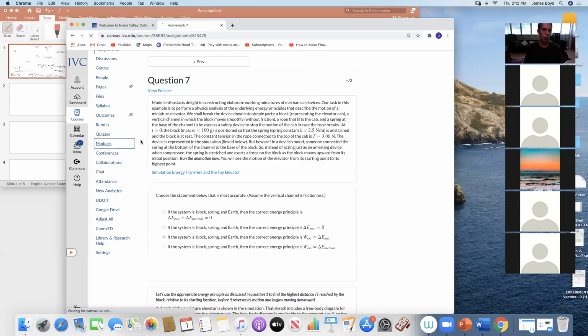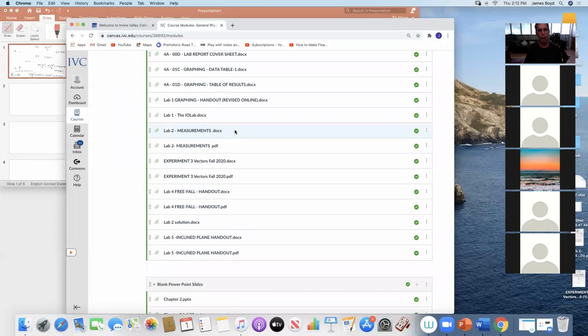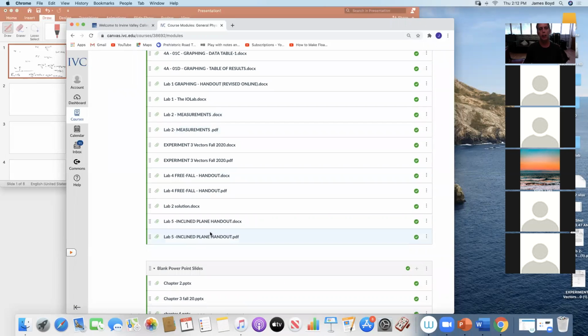So in our modules, and I need to tell you guys this, in the labs, I posted, as always, a lab handout as a doc and a lab handout as a PDF. The reason I do that is, if your Microsoft Word is different than mine, occasionally it won't display the equations correctly, and the PDF will. So I'm going to go through this.